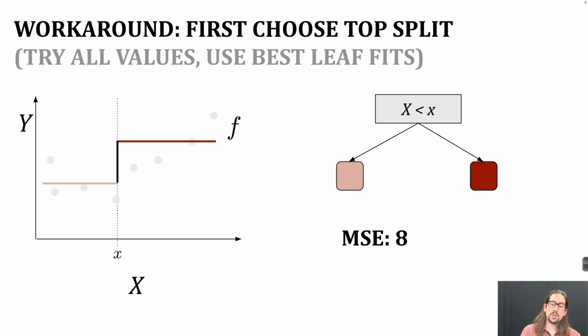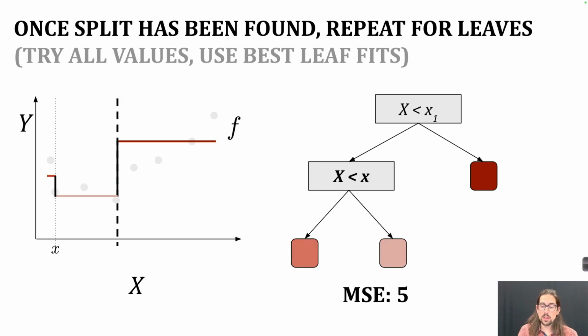So I could consider splitting x1 equals a, x1 equals b, x1 equals c. I should also consider splitting at x2 equals a, x2 equals b, x2 equals c. So instead of just 3 splits to evaluate, I maybe have 6. So you end up with a lot of splits to evaluate.